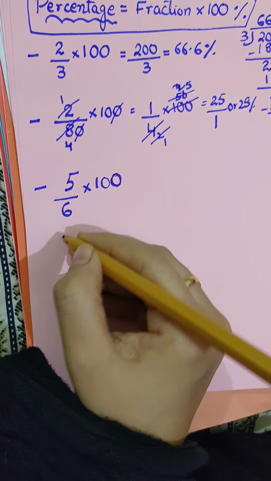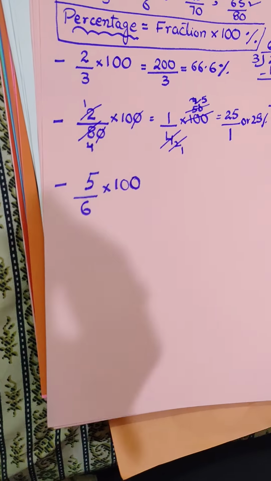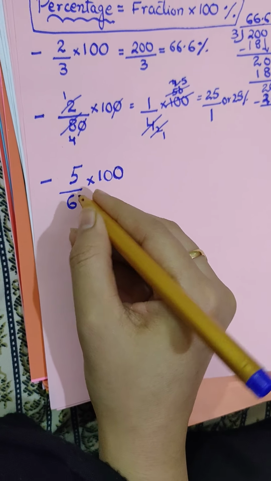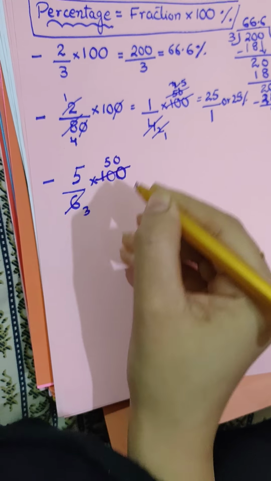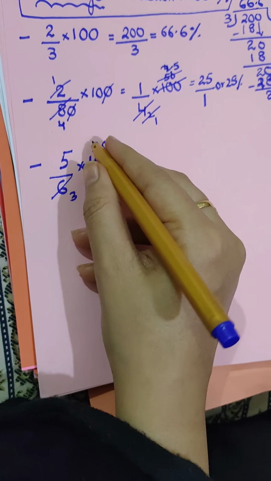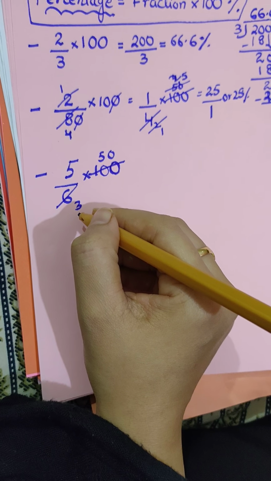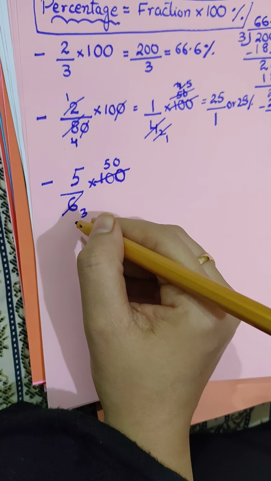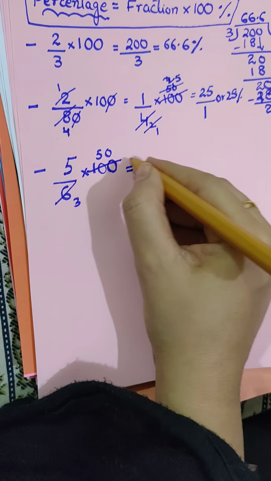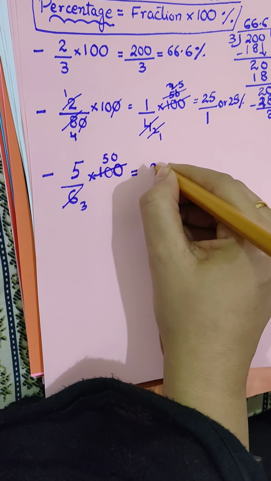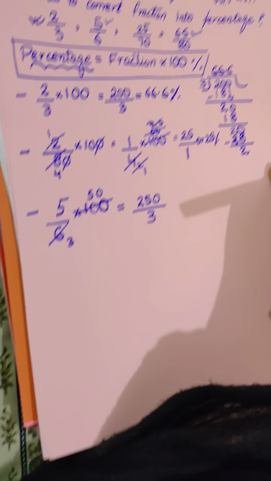But can you simplify 6 and 100? Yes, we can simplify because both are even numbers and they can come in the table of 2, right? So 2 3 6, 2 5 10, 0 as it is. Can we further simplify 3 and 50 or 3 and 5? No, we cannot, because in the 3 table 3 will come but 50 will not come. So what we do, we will multiply these two values. 50 times 5 is 250 divided by 3, right?